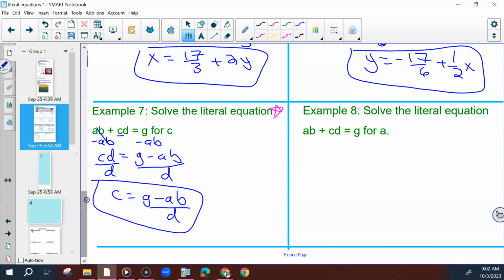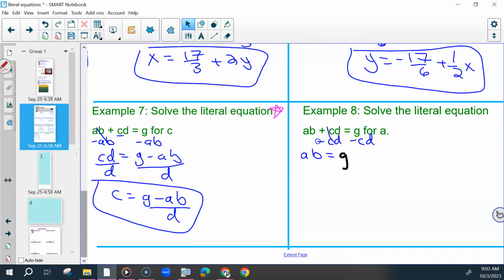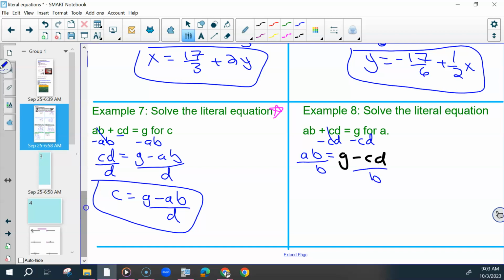Do number 8. For a, what would be our first step? Minus cd. Minus c to the other side. We have ad equals g minus cd. And then g minus b all over b should have been right.